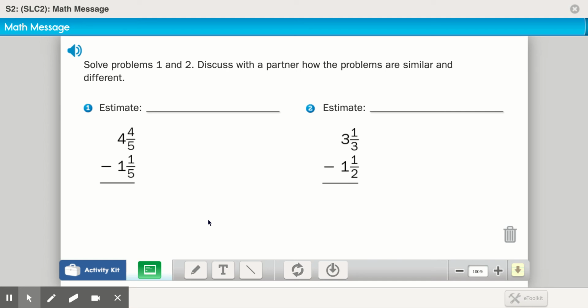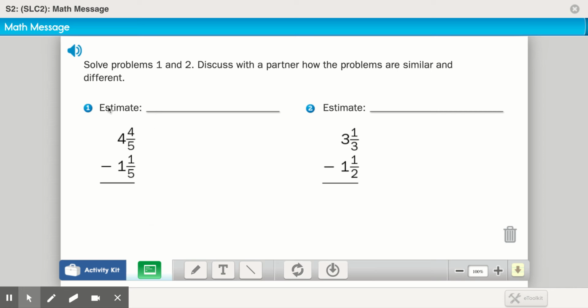Okay, so let's open up your math journal to page 163 and go ahead and try to solve 1 and 2 on page 163. Make sure you are making your estimate before you solve. Remember, we use the estimate to check if our answer is reasonable. So please pause the video and go ahead and try to solve 1 and 2.